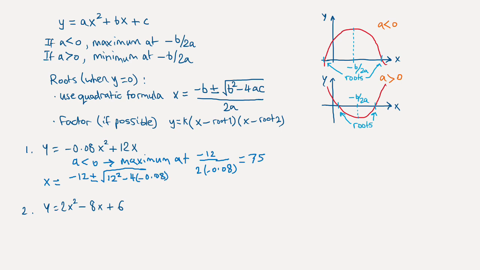And then c, well, what is c? Well, we don't have a constant term in our equation, so c is actually 0, which simplifies things considerably. And then divide that whole thing by 2 times a is minus 0.08.